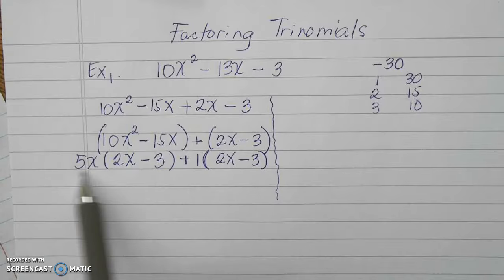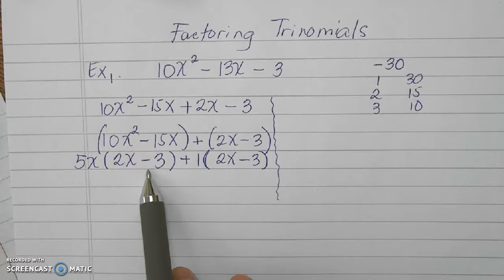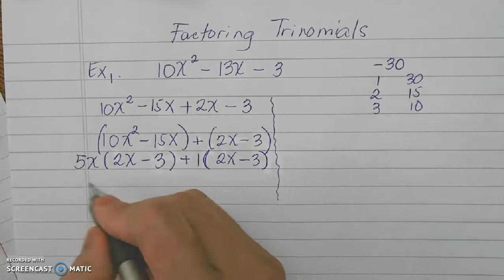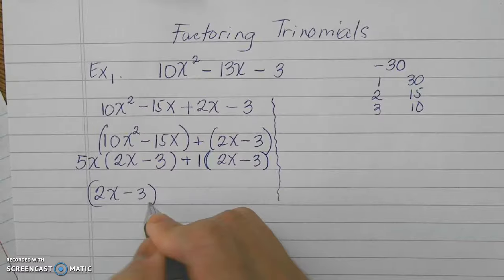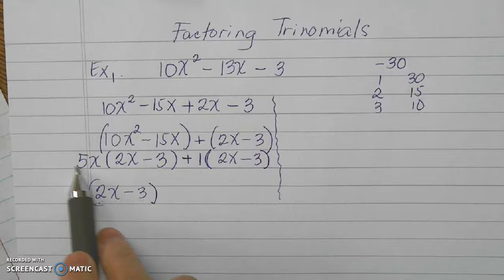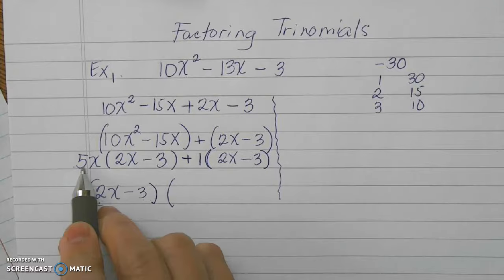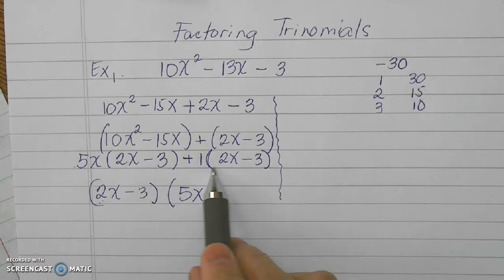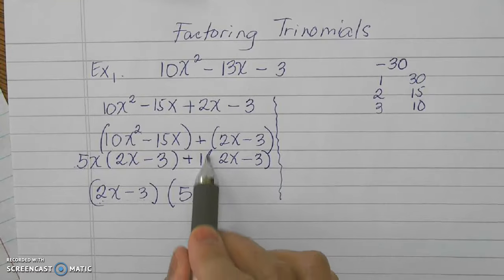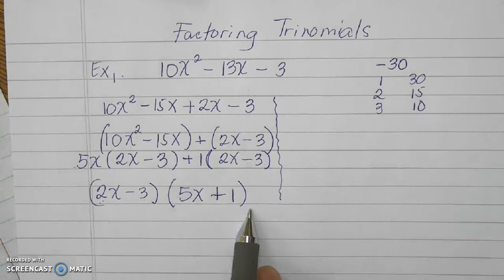There are two terms, 1 and 2. I'm taking this 2x minus 3 out. If I take out 2x minus 3 from this term, what is left on this term is my 5x. If I take away 2x minus 3 from here, what is left is my positive 1. Those two are my factors.